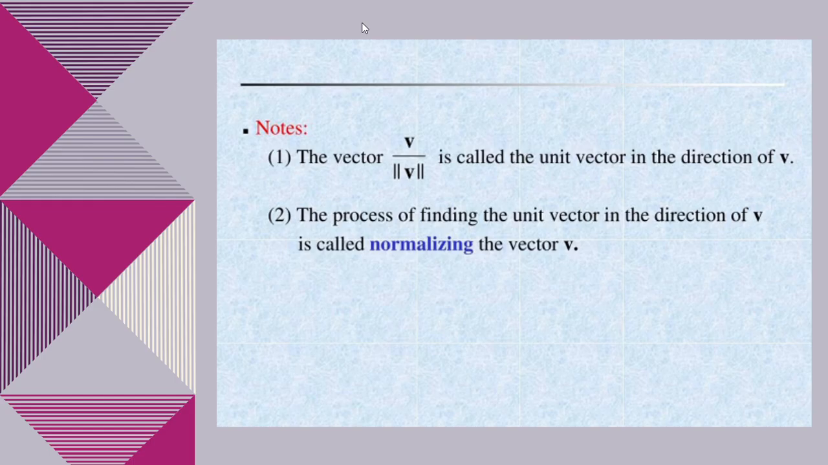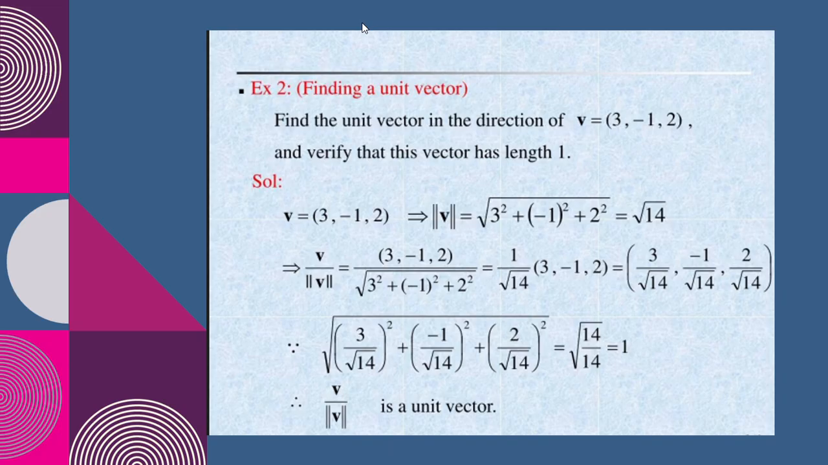Here are the two quick notes to remember. First, the vector v divided by its own length is called the unit vector in the direction of v. Second, the process of finding this unit vector is called normalizing the vector. So whenever your teacher says normalize this vector, it simply means divide the vector by its length.